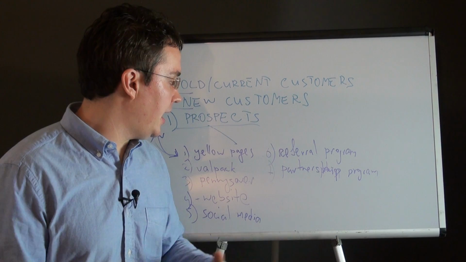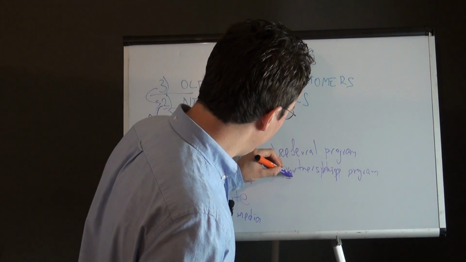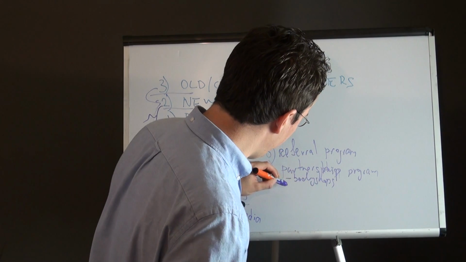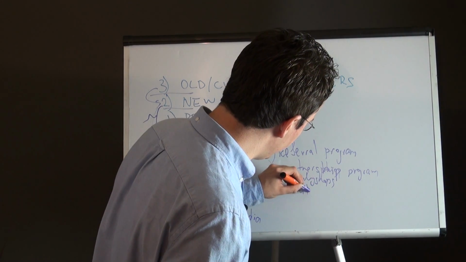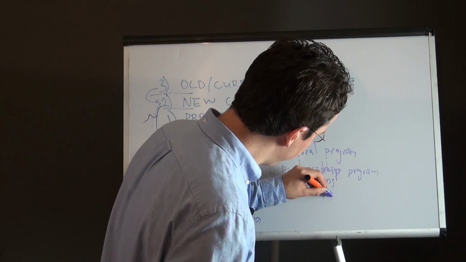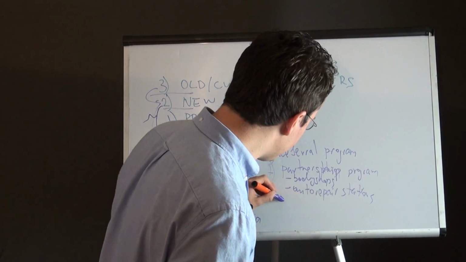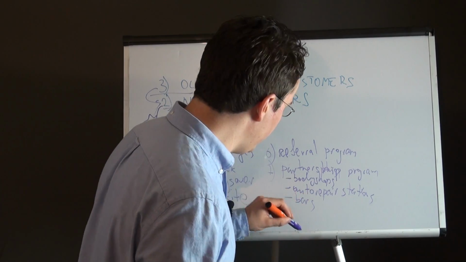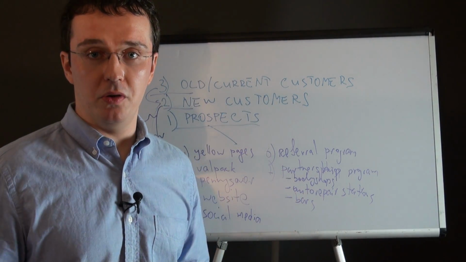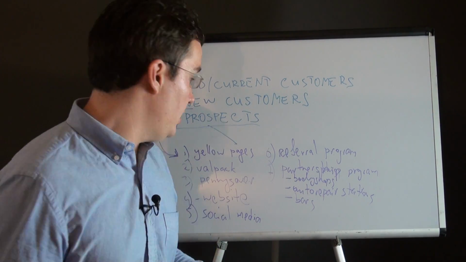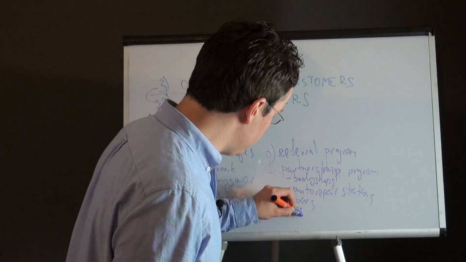If we take, so it's going to be body shops, auto repair stations. Next one is bars, right? Obviously, people go to bars to drink, so they should not be driving. Next one is restaurants.